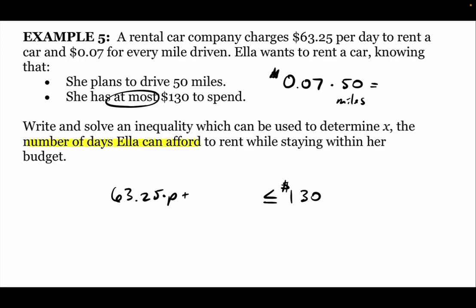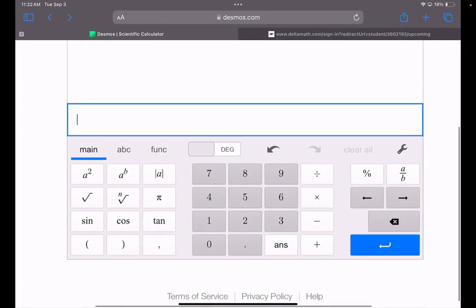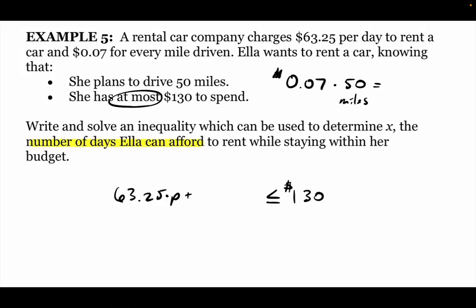So let's go to my calculator. $0.07 times 50 miles, $3.50. She's going to pay $3.50 for miles. That's a fixed number because I know exactly how many miles. When you know how many miles, it's a fixed number. I don't have to guess how many miles she's driving. I know. What I don't know is the number of days. I still don't know the number of days.